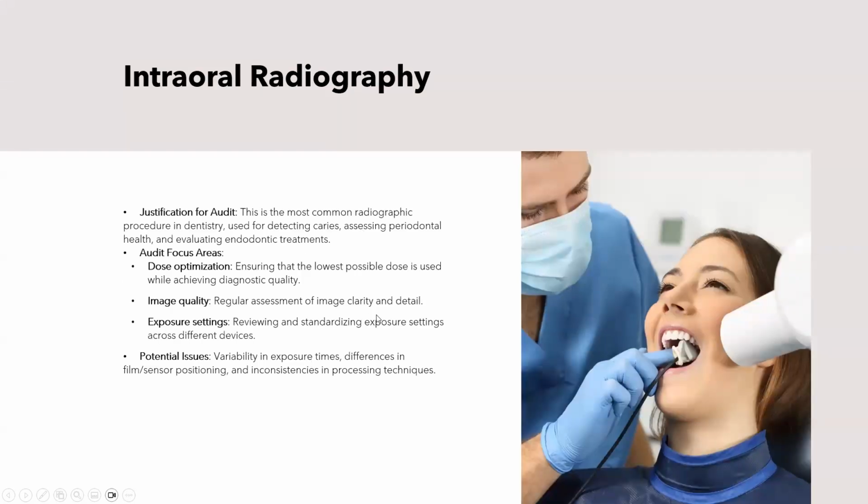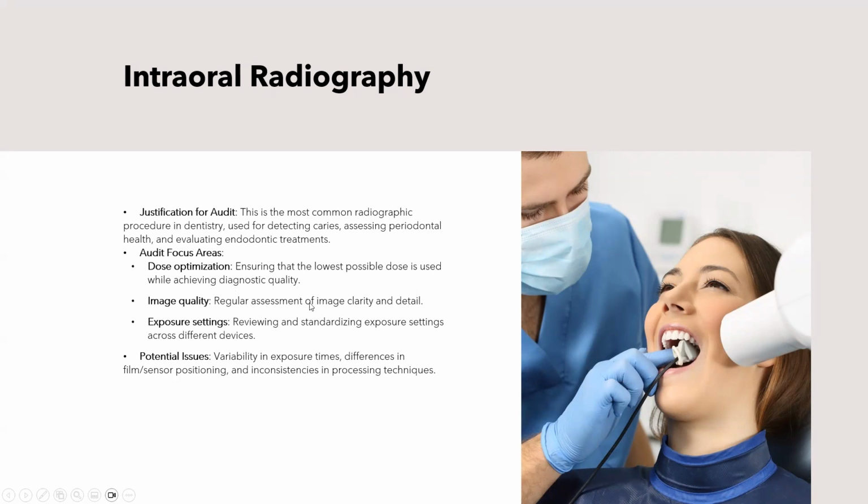Firstly, the intraoral radiography, which we also call the periapical radiographs. Justification for audit: this is the most common radiographic procedure in dentistry, used for detecting caries, assessing periodontal health, and evaluating endodontic treatments. Audit focus area: dose optimization, ensuring that the lowest possible dose is used while achieving diagnostic quality.